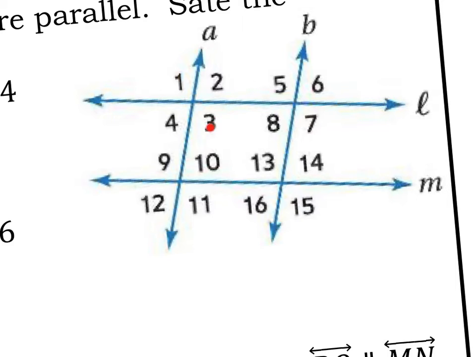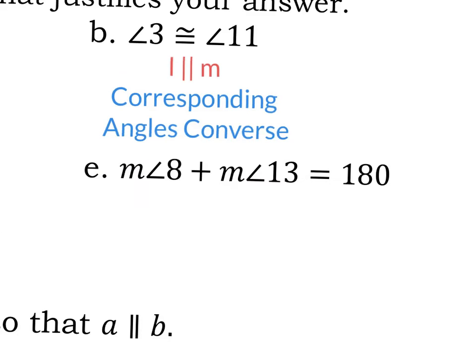So let's see here. This would be an interior because it's in between L and M, and this would be exterior because it's on the outside of M. And so that would make these corresponding. One interior, one exterior. They're on the same side of the transversal. So yes, that is enough information to prove them parallel.